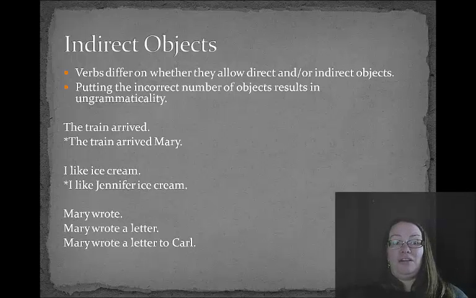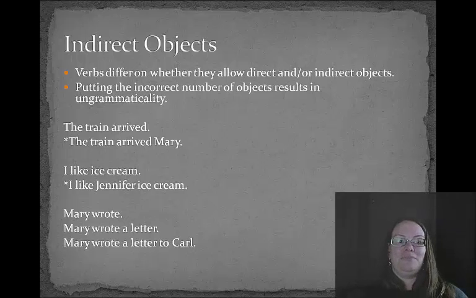Verbs differ on whether they will allow direct and or indirect objects. Putting the incorrect number of objects results in ungrammaticality. The train arrived. Acceptable. The train arrived Mary. No, that doesn't seem to be okay.